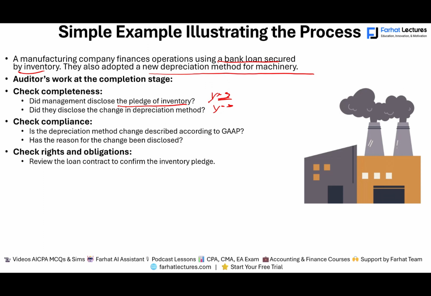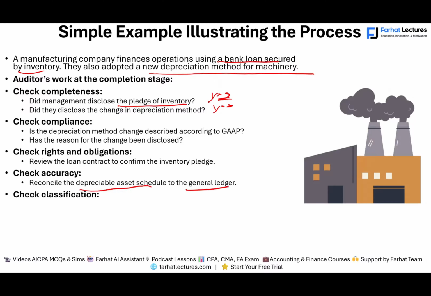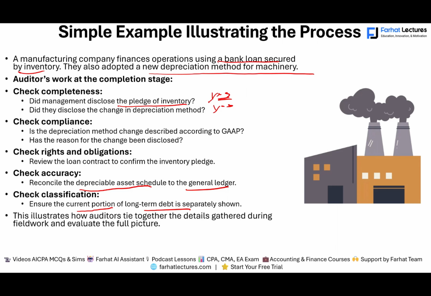Check rights and obligations. Review the loan contract to confirm inventory is pledged. How is it pledged? Maybe write a brief description. Check accuracy. Reconcile the depreciable asset schedule to the general ledger. And this is what you're doing. Check classification. Ensure the current portion and the long-term portion of the debt are shown separately. And this is basically an illustration of how auditors tie together the detail gathered during the fieldwork to evaluate the full picture and make sure we have all the disclosures.